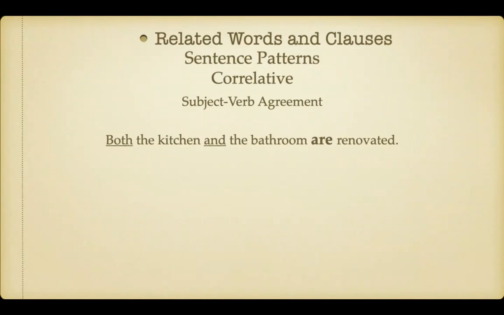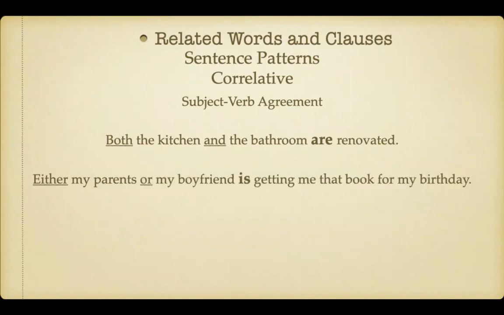When using the either/or option to join subjects in a sentence, make sure the verb agrees with the subject closest to it. Example: Either my parents or my boyfriend is getting me that book for my birthday. In this example, boyfriend is the part of the subject that's closest to the verb "is." So it needs the singular verb "is," right? It's the one that's closest to what will be the verb.